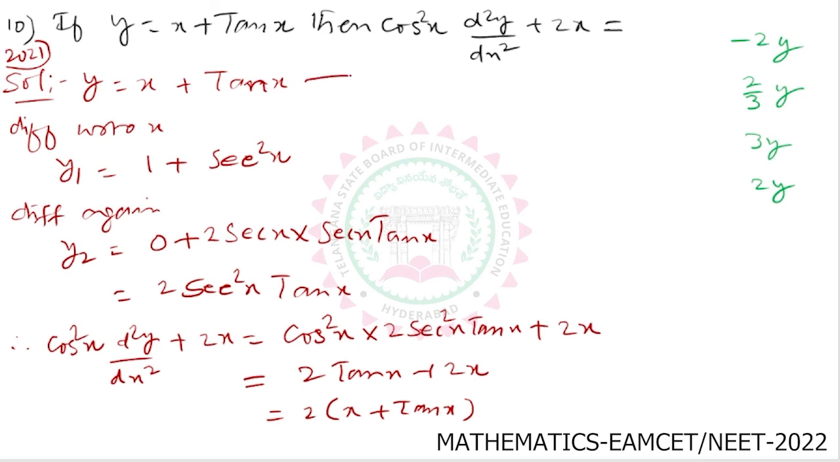But from equation 1, x plus tan x is equal to 2y. Therefore, what is my answer? The fourth option, that is 2y. Is it clear? So, see, the question and answer is very simple. Only thing is that you must have the concept. Then only you can do it. Okay?